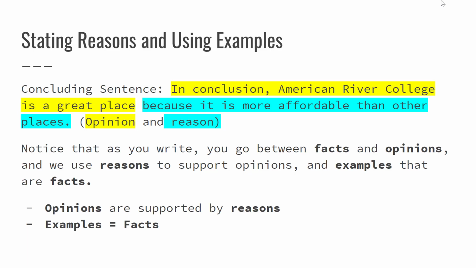Your concluding sentence would look like, in conclusion, American River College is a great place because it's more affordable than other places. So again, your opinion and your reasons would go in your concluding sentence. Notice that as you write, you go between facts and opinions, and we use reasons to support opinions and examples that are facts. In other words, opinions are supported by reasons, and we use examples, which are the same thing as facts, to support reasons.